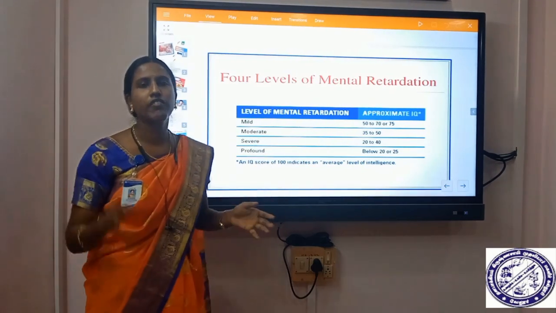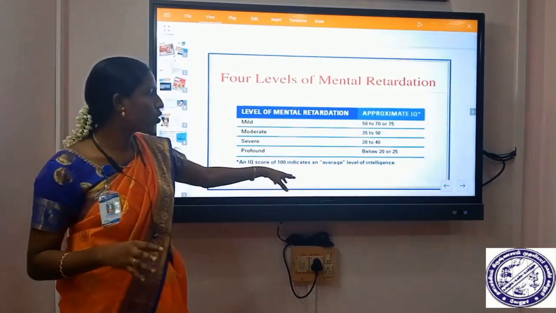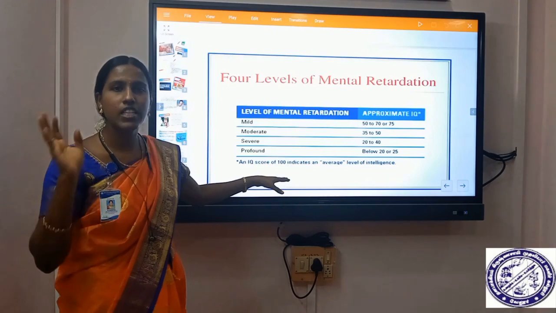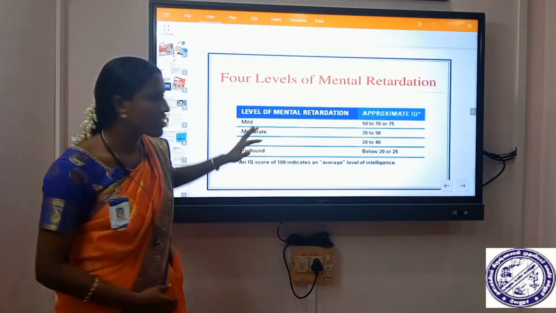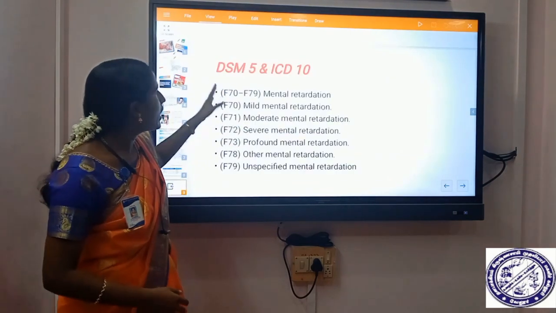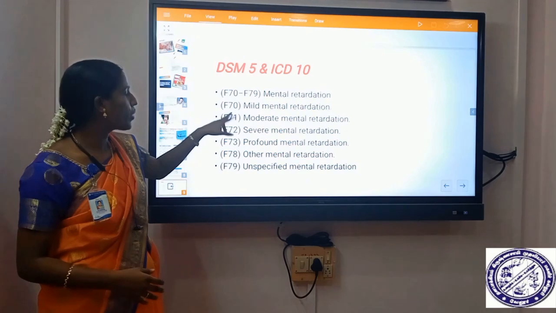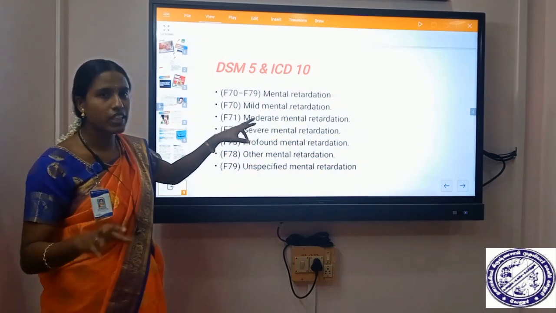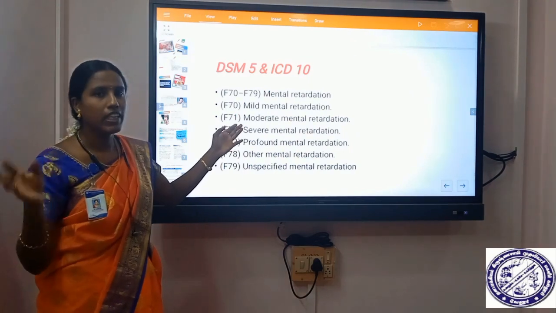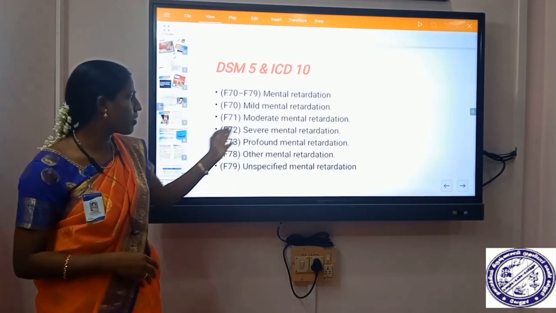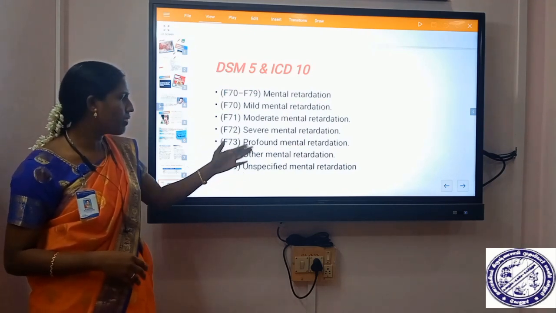We already know that if a person scores 100 in the intelligence test, they have an average level of intelligence. In DSM and ICD, these are the codes. In the book you can see F70 is mild mental retardation, F71 is moderate mental retardation, F72 severe mental retardation, F73 profound mental retardation, and F78 other mental retardation.